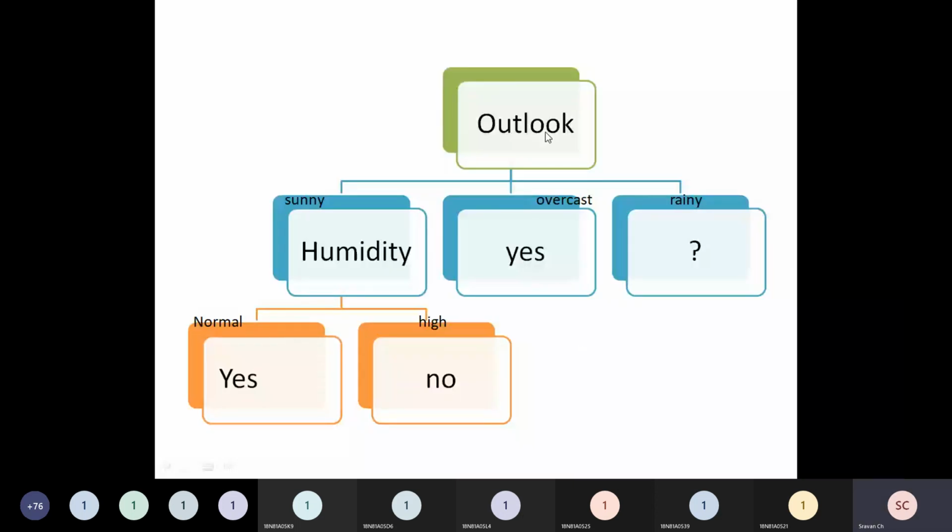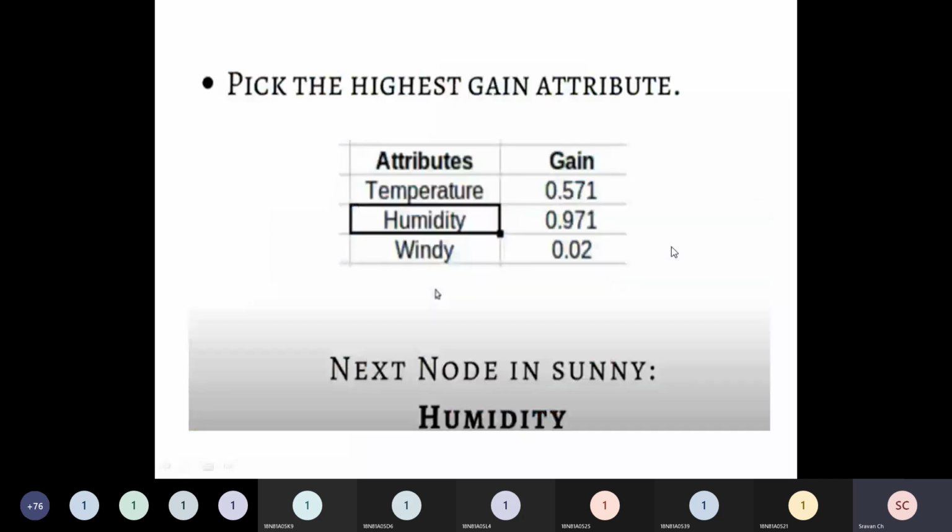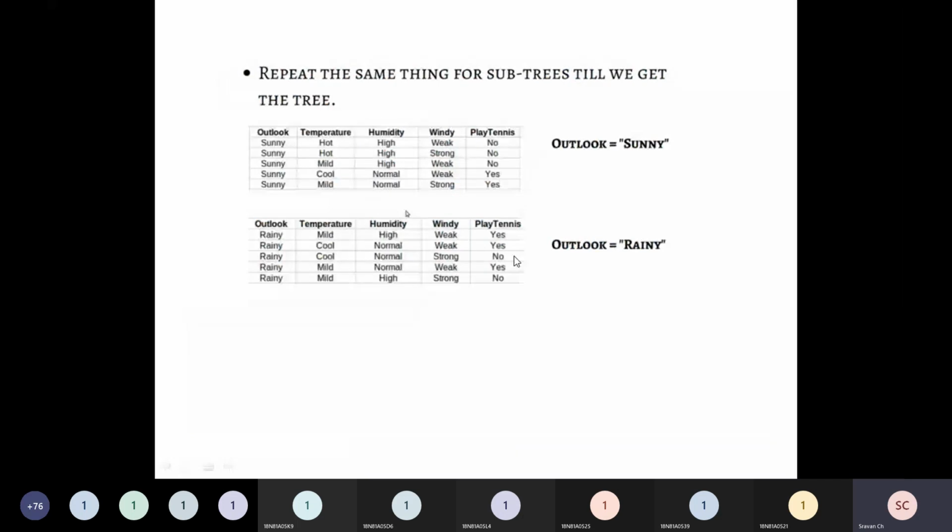See here, outlook, sunny. How did I get humidity? Because I have done all those calculations. Here what should I do? Same process. This is my third data set. Number of records are 5. Positive examples are 3, negative are 2. Calculate the entropy. Then again for every parameter calculate I of temperature, I of humidity, I of windy. Subtract them from the entropy of this rainy data set, and you will get the gain.